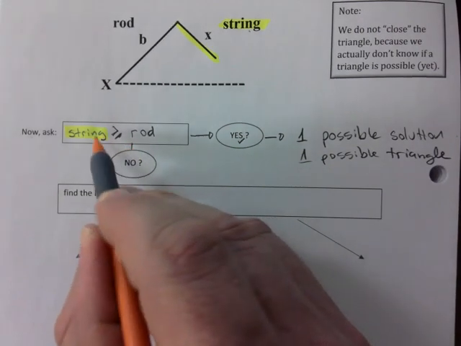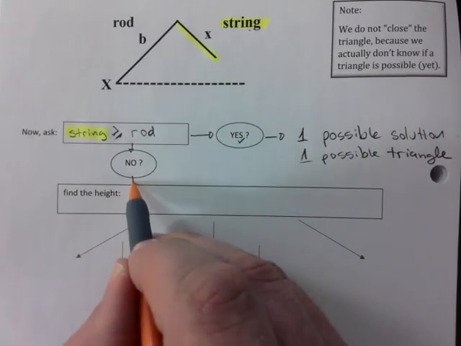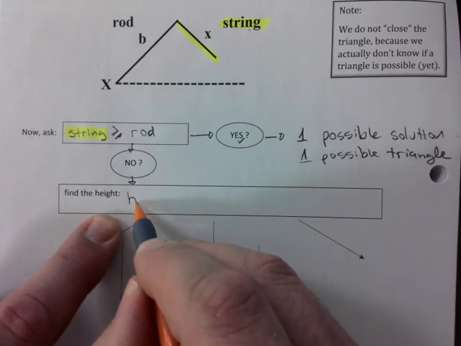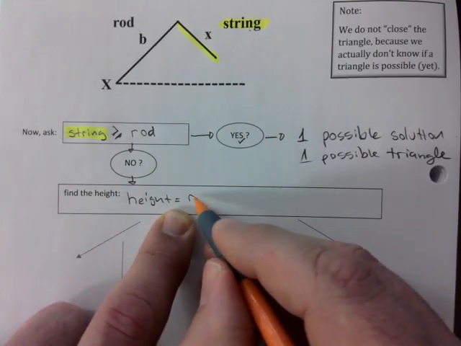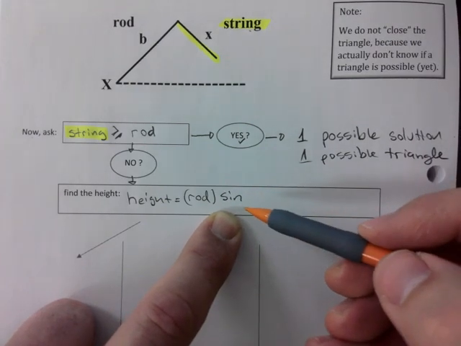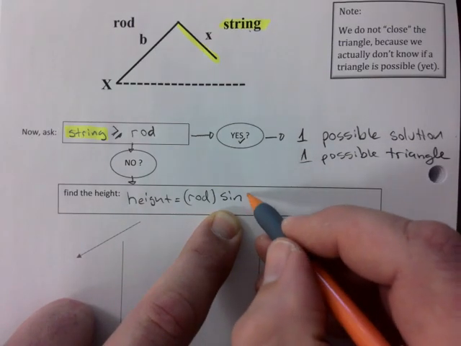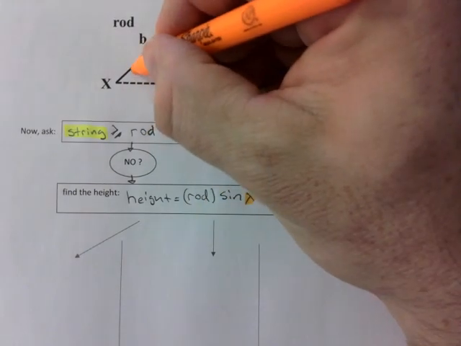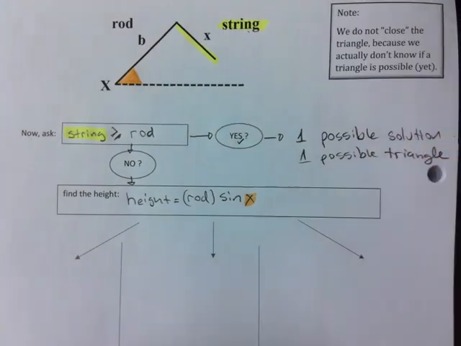If you say no to this, you need to go down this path. You need to then find the height, right? So that's the arrow. You would go to find the height. And we already know that the height is going to be found by going rod times sine of the only angle that's provided to you, which is this one. Okay, that's x. Maybe we'll give it a color here. We're talking about the only angle that's provided here. That's how you find the height.